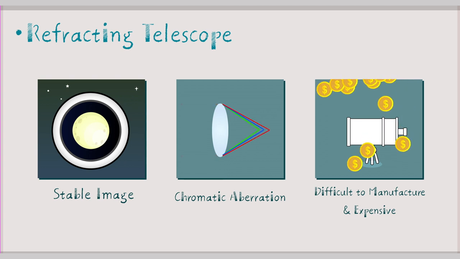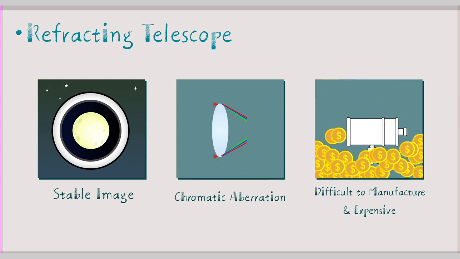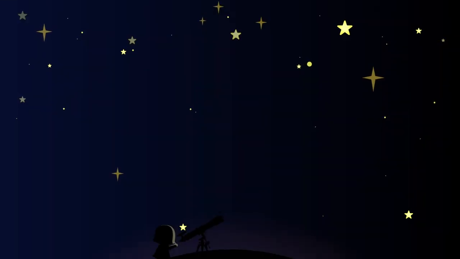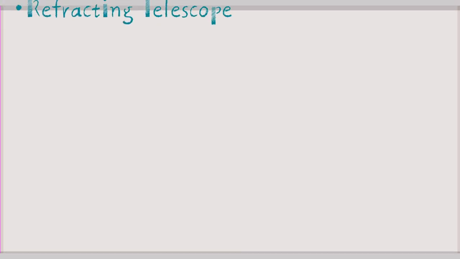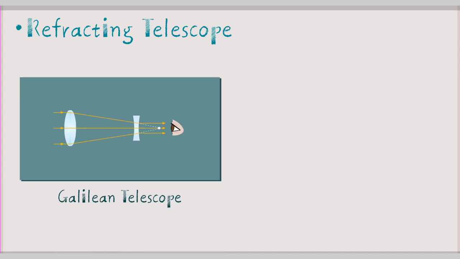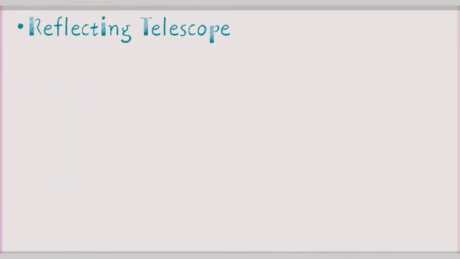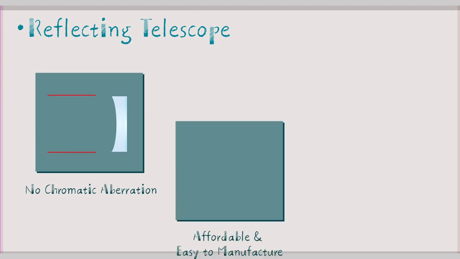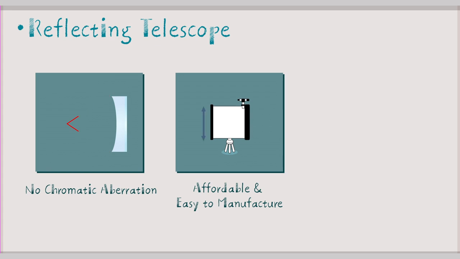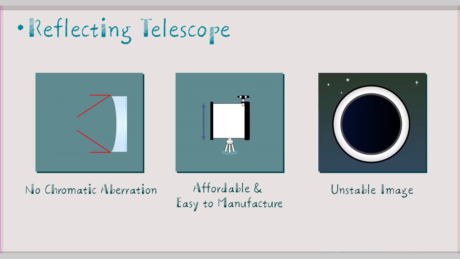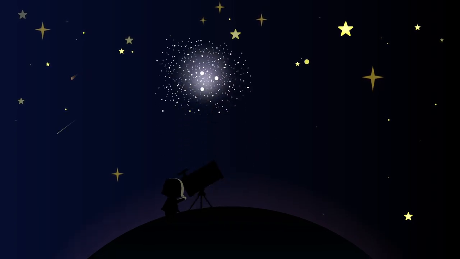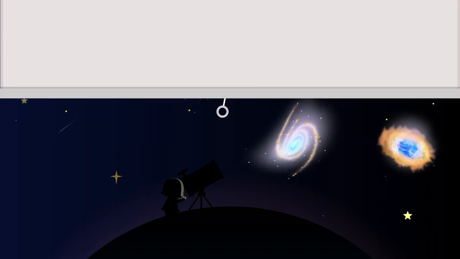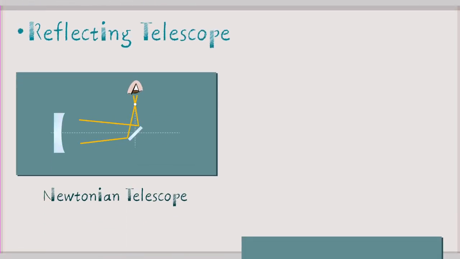It is also expensive and difficult to manufacture these types of convex lenses in large sizes. This is why refracting telescopes are usually small telescopes used for observing nearby planets or the moon. Refracting telescopes can be divided into Galilean telescopes and Keplerian telescopes. On the other hand, reflecting telescopes have no chromatic aberration, and their lenses are affordable and easy to manufacture, even in larger sizes. The downside, however, is that the interior of the main tube is exposed to air, which makes the image unstable. Reflecting telescopes are usually large telescopes used to observe star clusters, nebulae, and the galaxy. Reflecting telescopes are divided into Newtonian telescopes and Cassegrain telescopes.